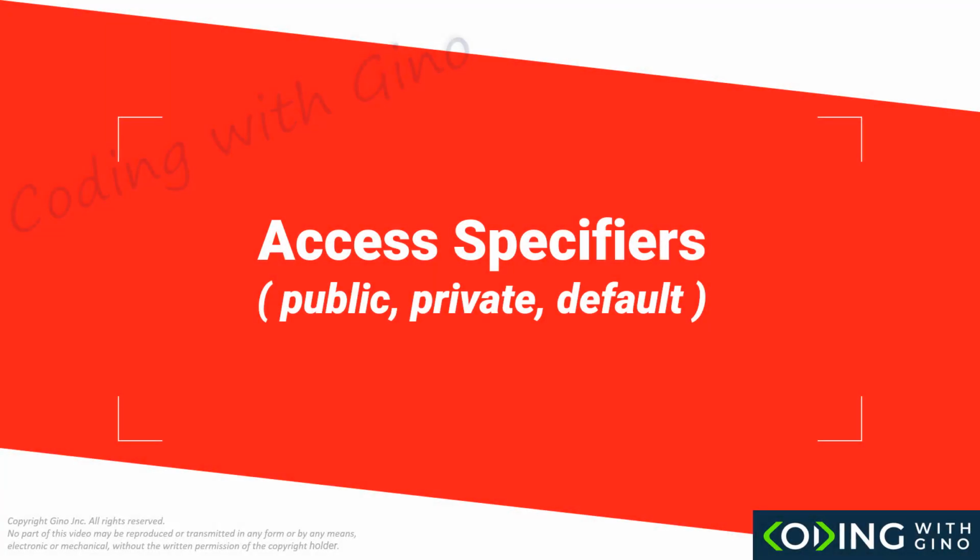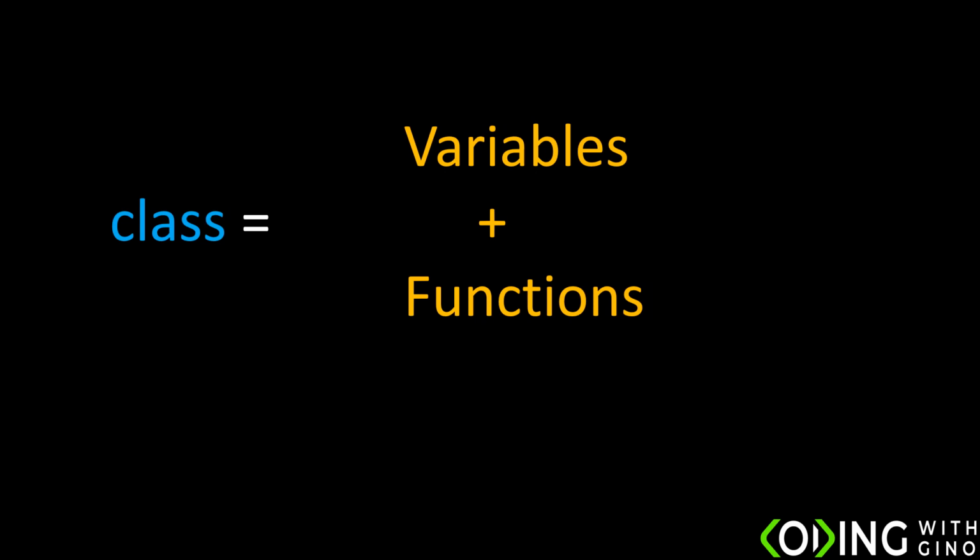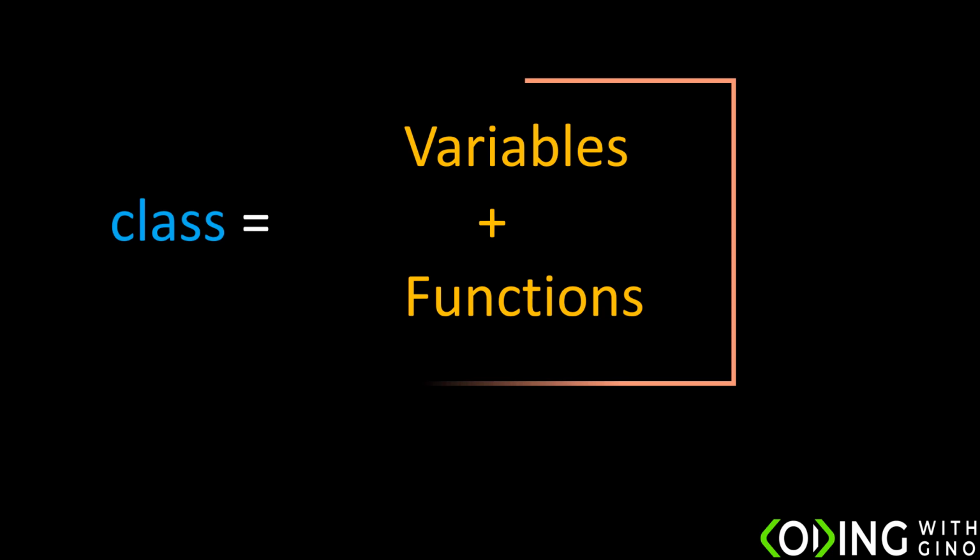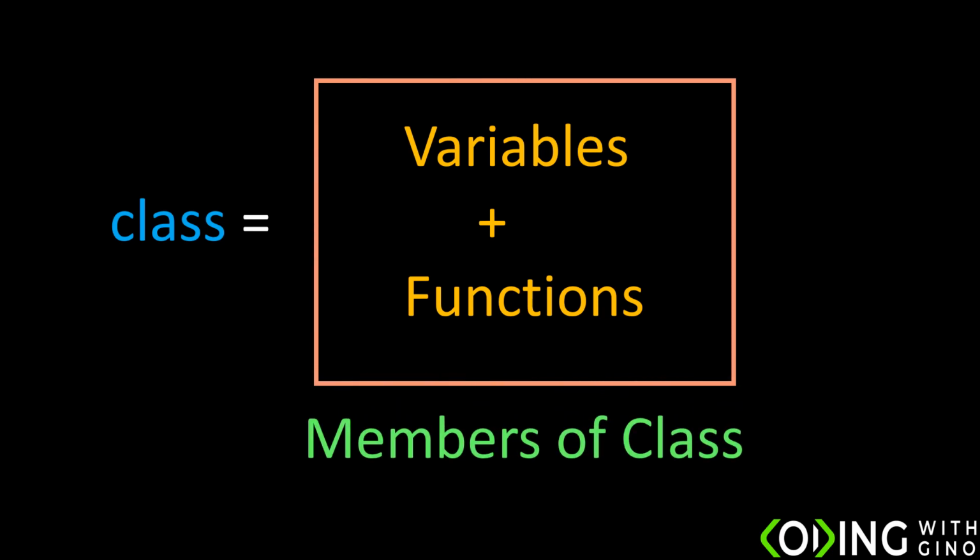So, let's learn about access specifiers in this video. A class, in very simple terms, consists of two parts: variables and functions, right? From now on, let's refer to them as members of the class. So, anytime I say members of a class, I'm basically referring to the variables and methods of the class, okay?